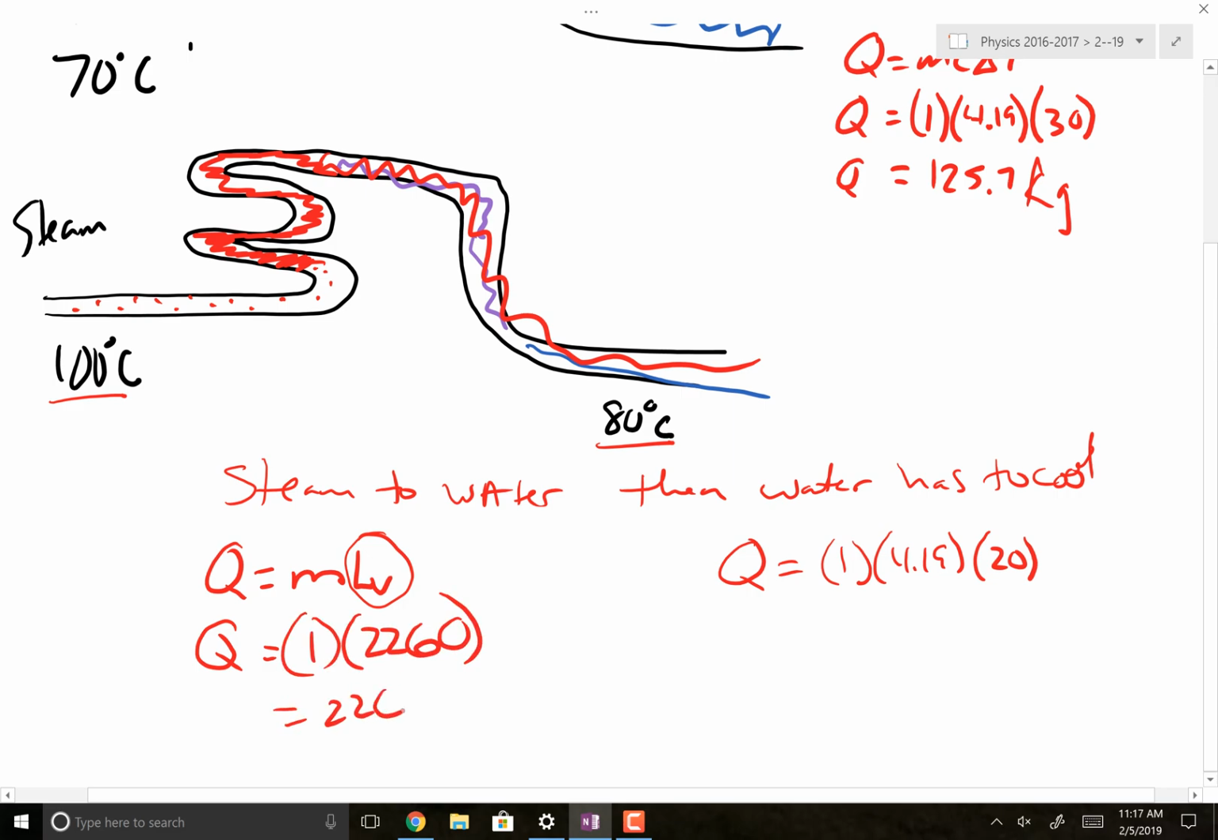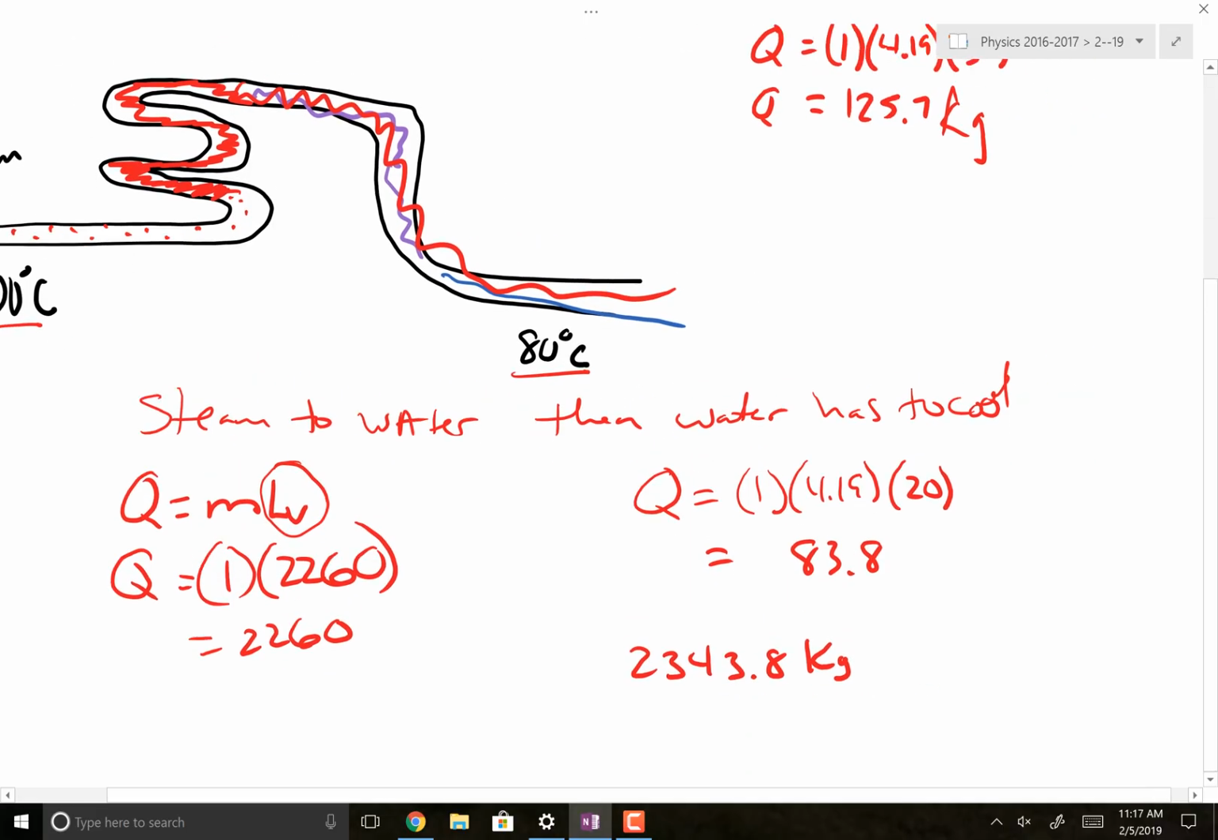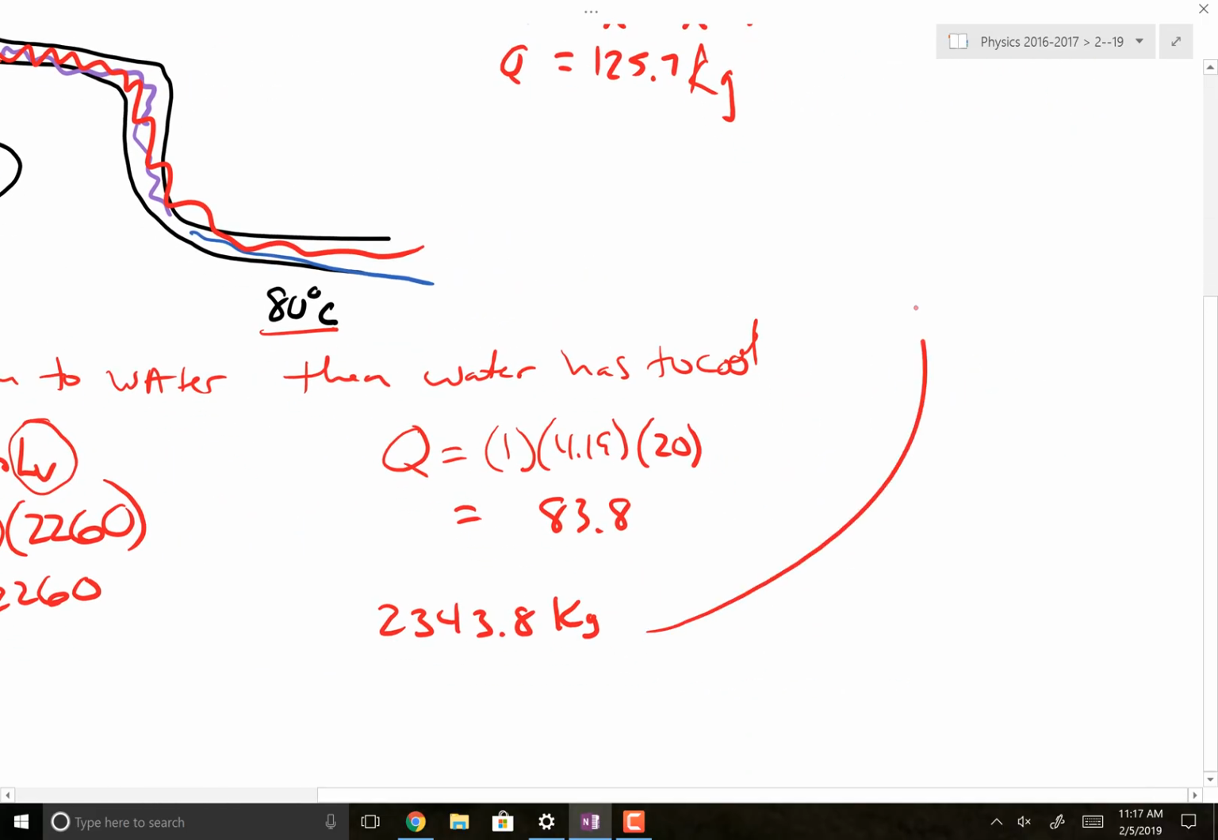Is 2260. What did this one come out to be? 83.8. So when you add them together, you get 2343.8, I think, yes? Why, Mr. Groom, that's a buttload more, roughly, than what we had up here, yeah? This is why you use steam as opposed to water. Make sense? Nice. Very nice.